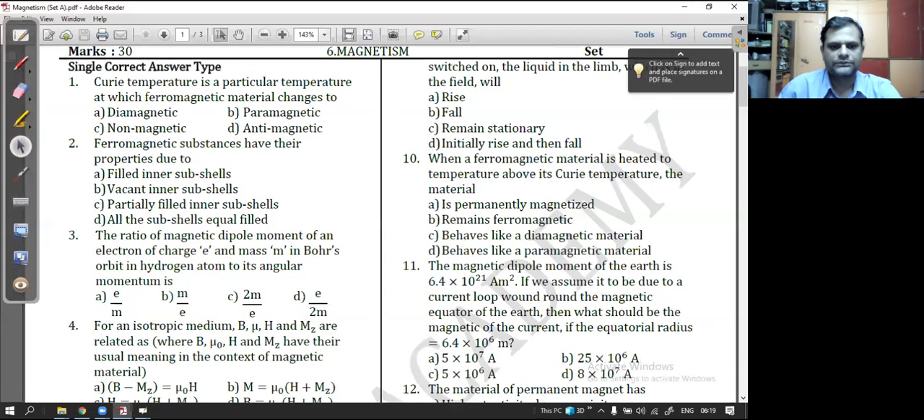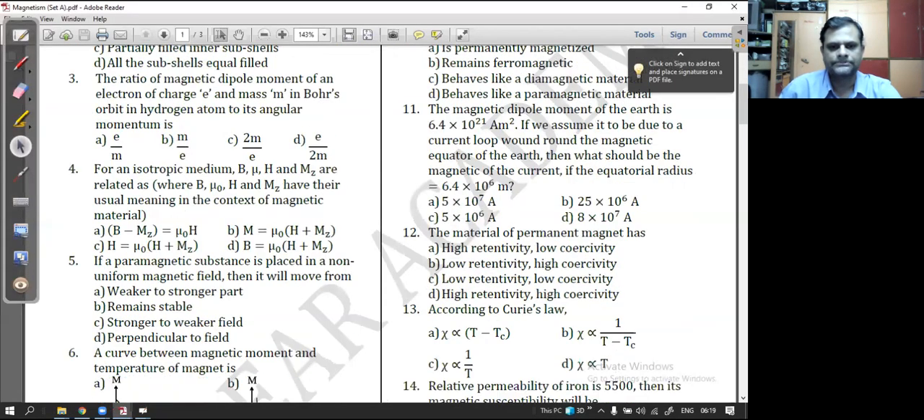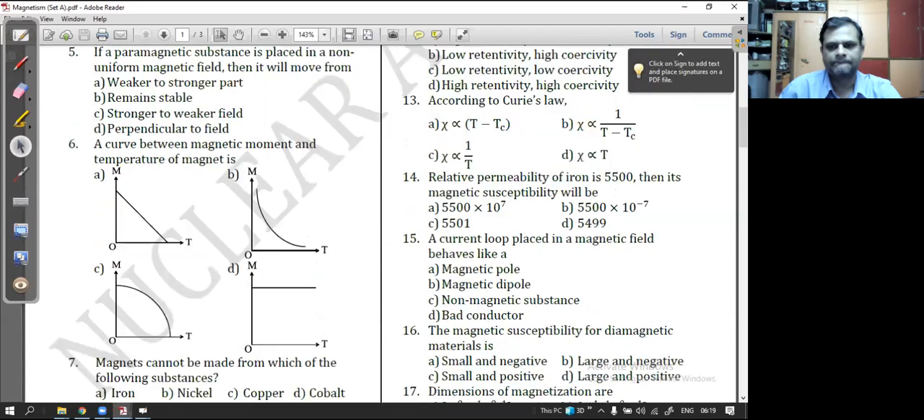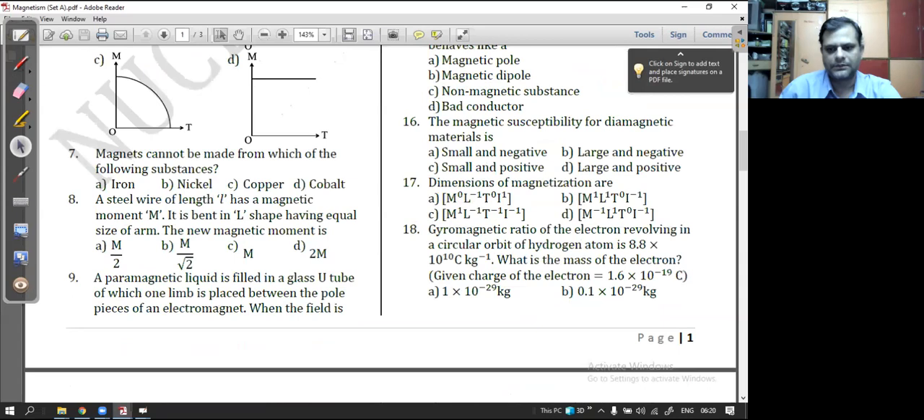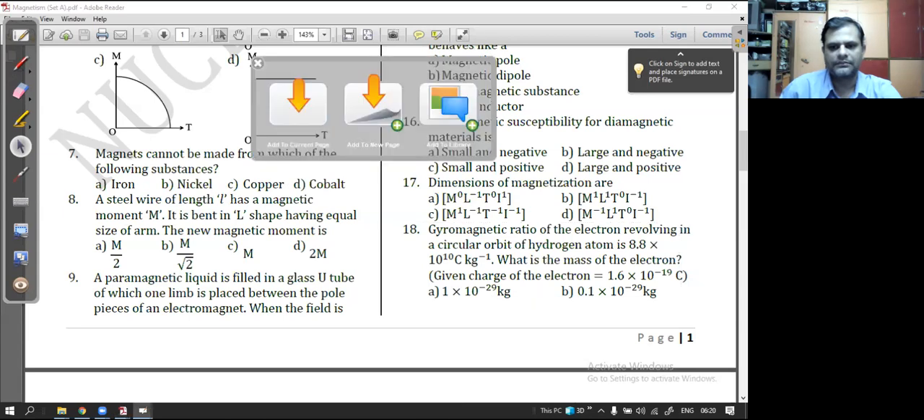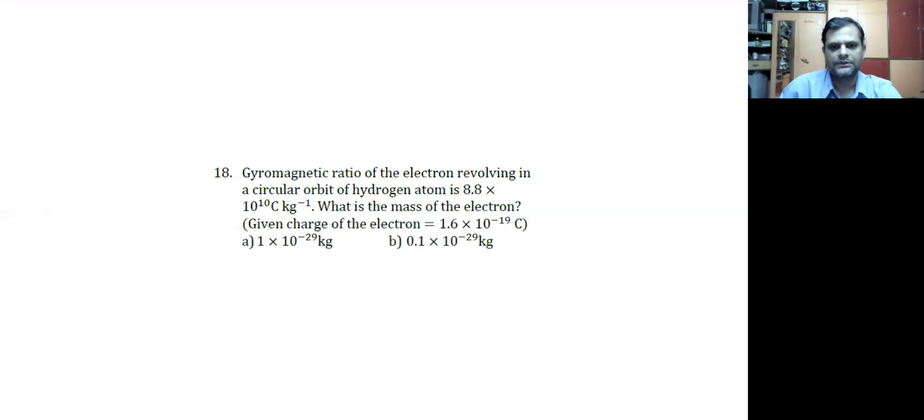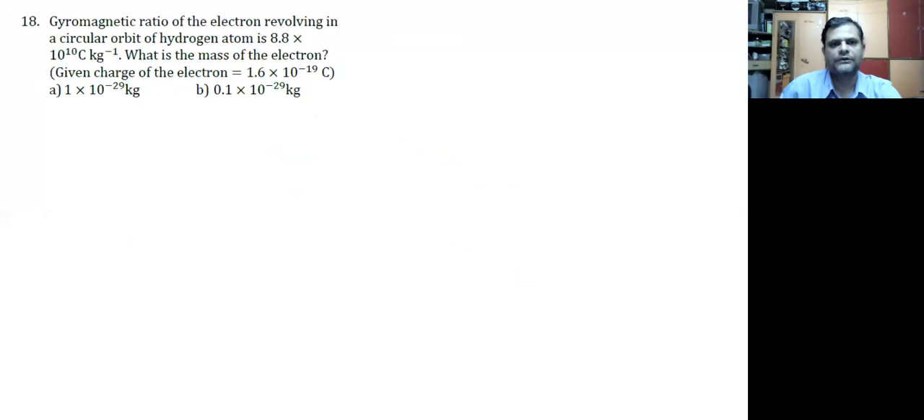Okay, so let us see. Let us take this question number 18 here. Yes, the barometric ratio of electron revolving in circular orbit of hydrogen atom is given to be 8.8 into 10 raised to 10 coulomb per kilogram.